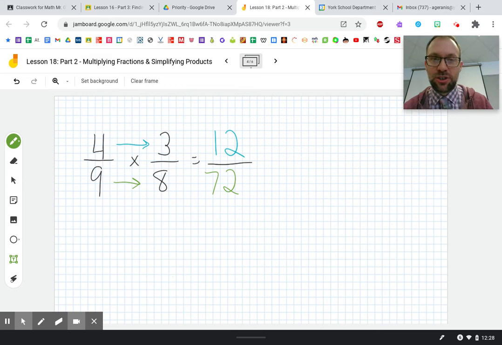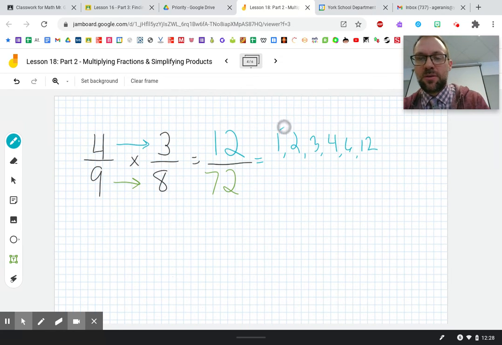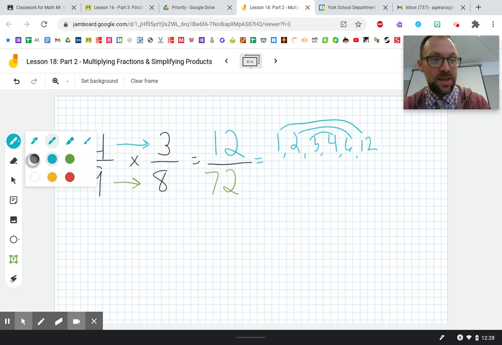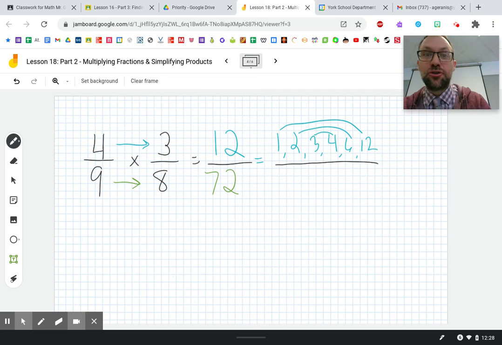We can come up with much smaller numbers, digits, to represent this same value. So we need to factor this out. We're going to use the greatest common factor method again. Go ahead and factor out 12. What are all the factors of 12? Find those first. All right. Did you say all the factors of 12 are 1, 2, 3, 4, 6, and 12? 1 times 12, 2 times 6, and 3 times 4? I hope so, because that is true.